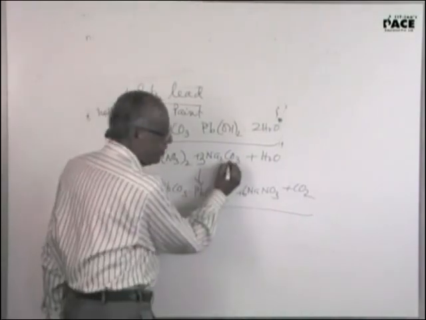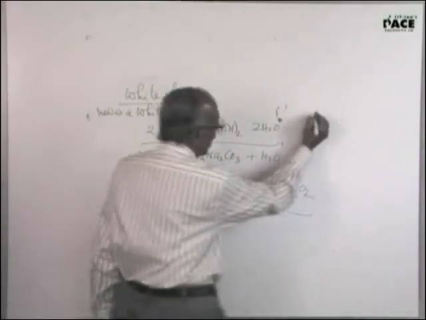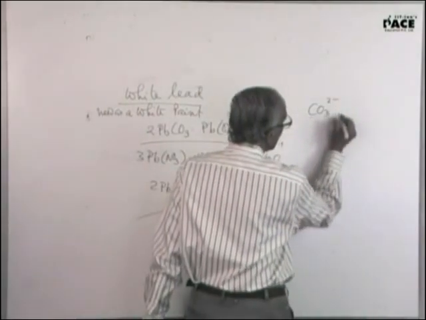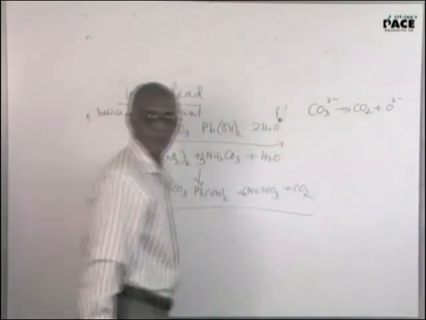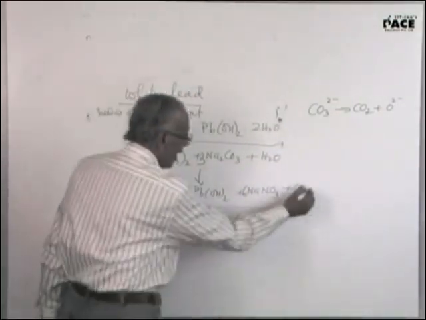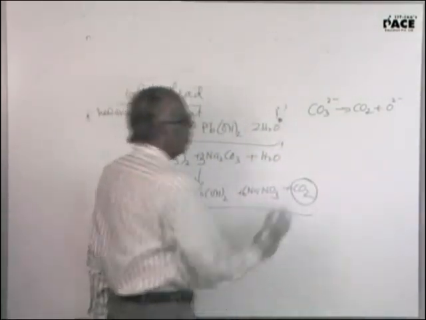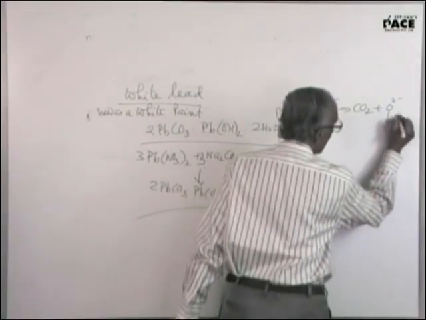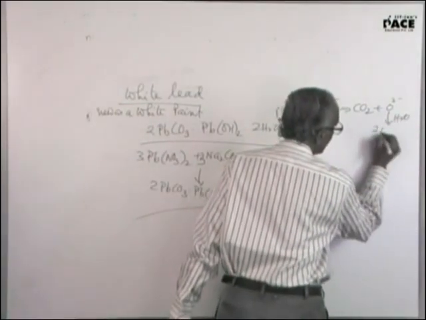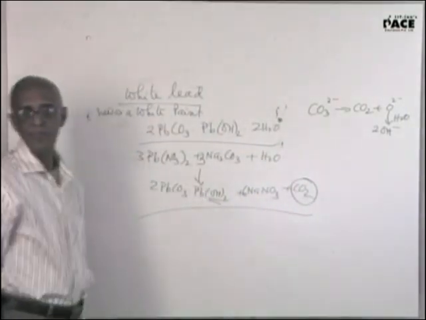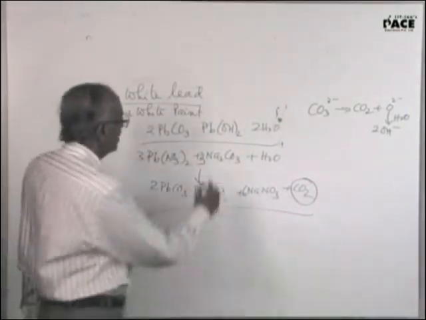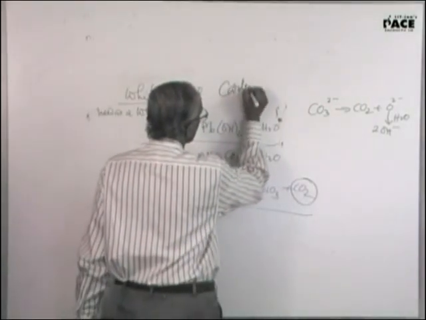And the carbonate ion is nothing but carbon dioxide plus oxide ion. So carbon dioxide is already there. The oxide ion reacts with water to give you 2 hydroxide ion, and that is there. And this is called Carter's process.